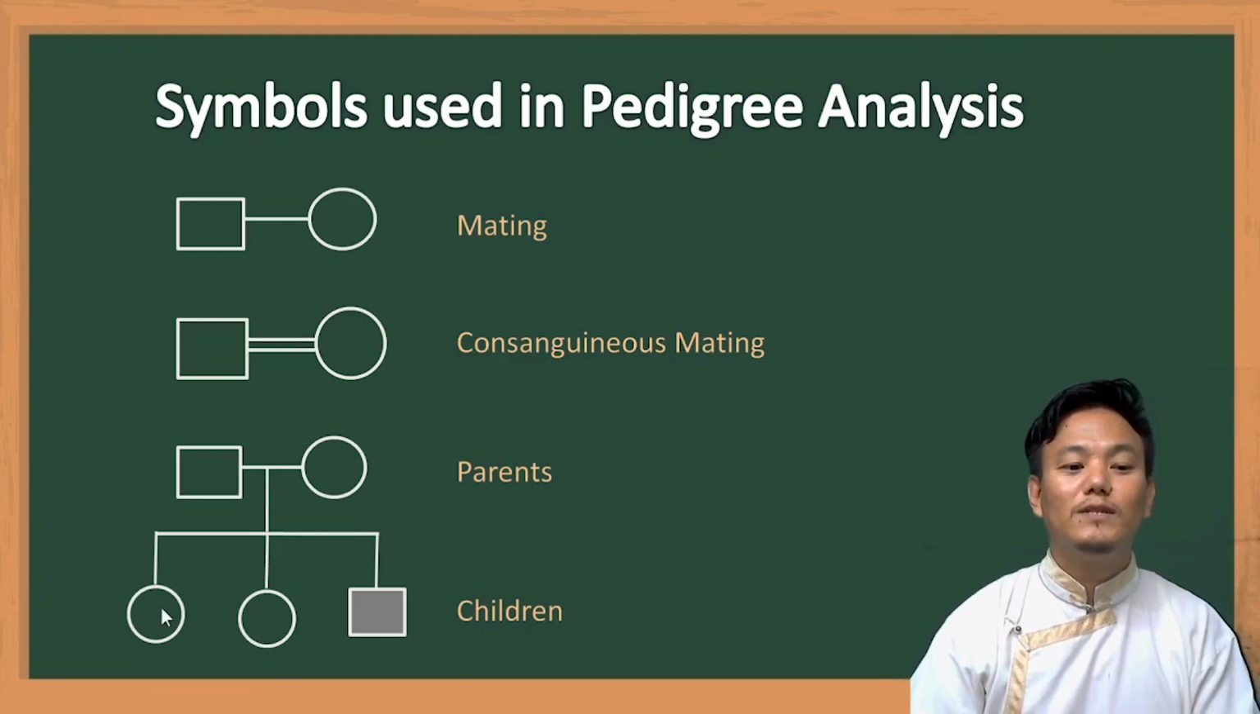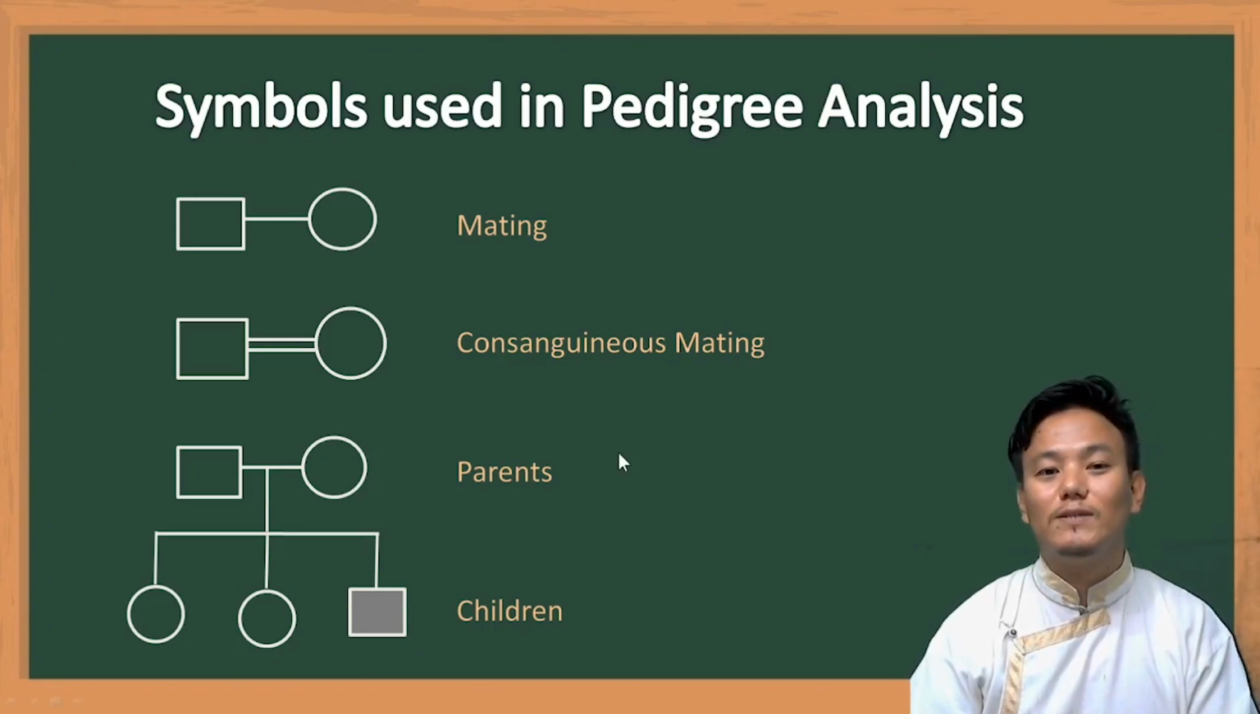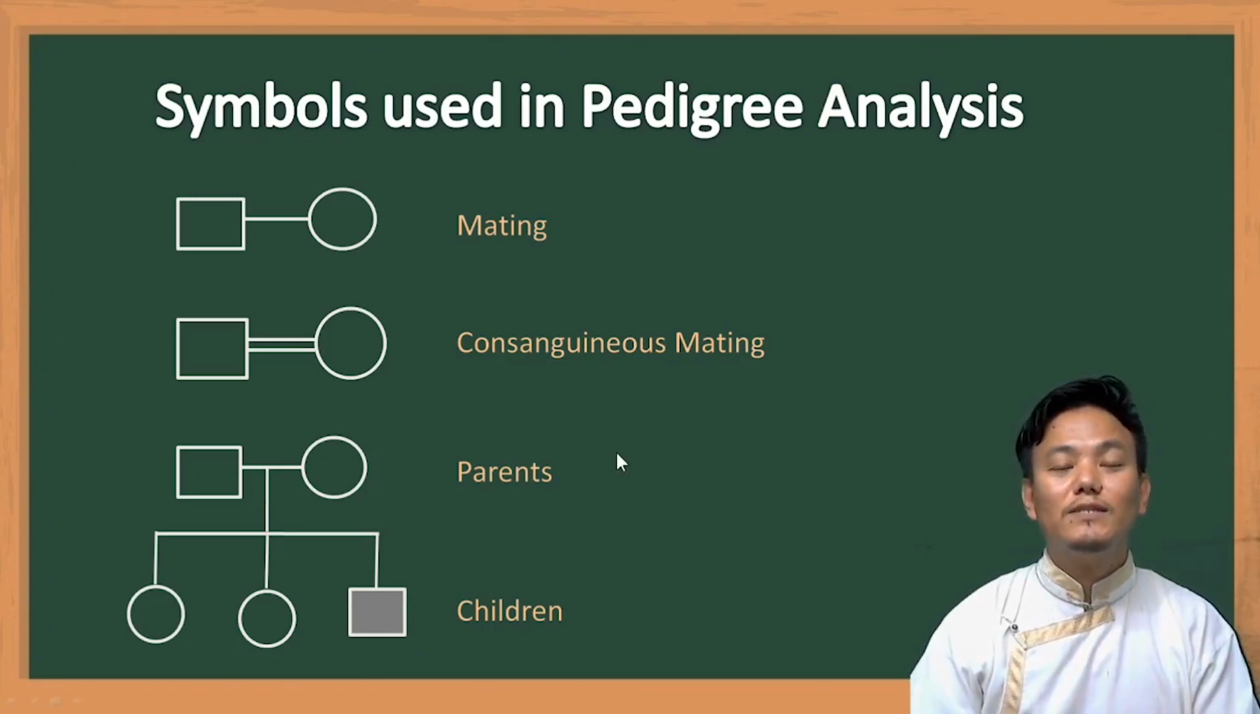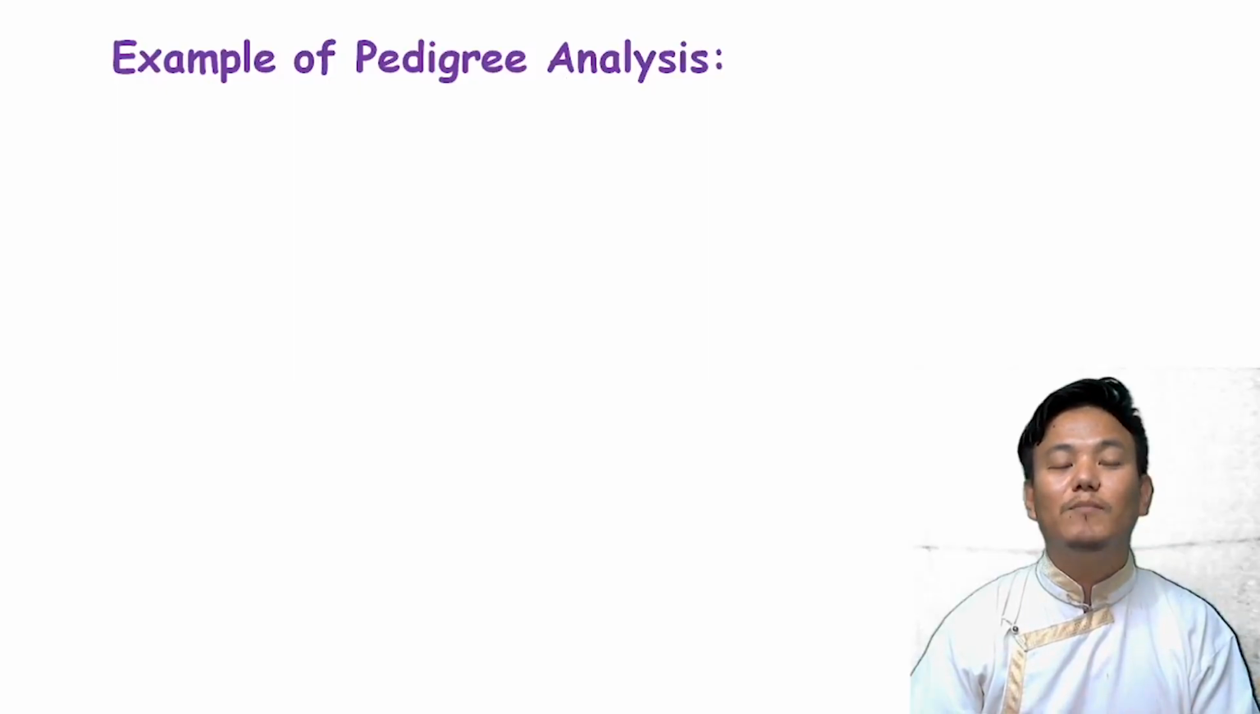Here we can see that the eldest child is a daughter, the middle one is also a daughter, and the youngest one is a son. This son, you can clearly see, is shaded, so it means he is the one who is showing the trait in the family. So these are the symbols that we use in pedigree analysis. In the next slide, we will see an example of a pedigree analysis.